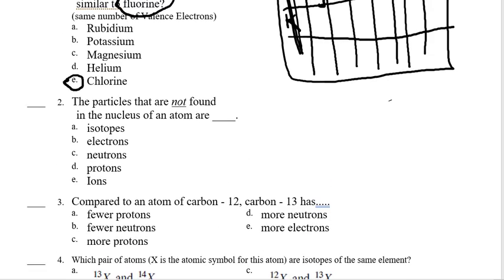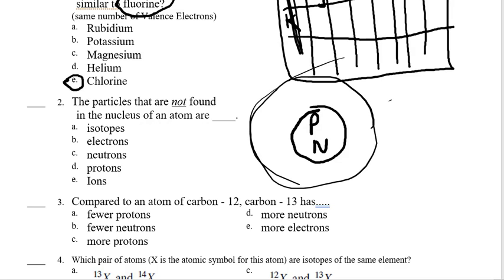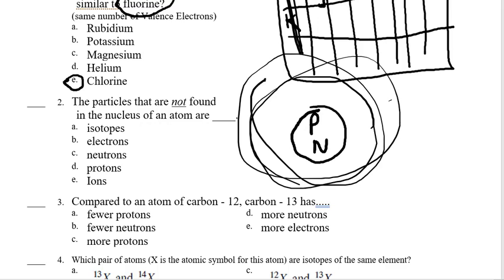Okay, the next one here, particles that are not found in the nucleus of the atom. Okay, so the nucleus of the atom is where you find the protons and the neutrons. The electrons are out here flying around in these clouds. So you're not finding any electrons out there.